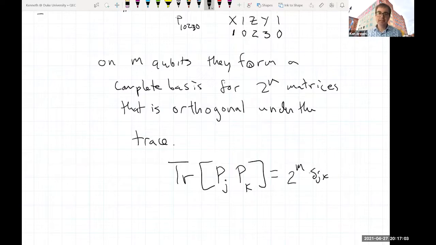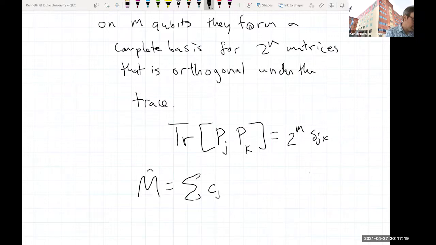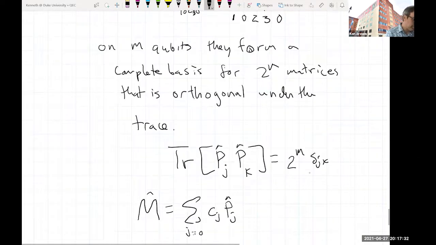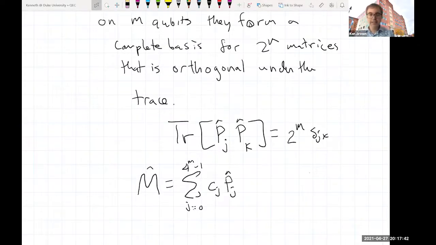So mathematically, having an orthogonal basis is super handy. I can take any matrix on 2 to the n states and write it as a complex sum of these Pauli operators, where j goes from 0 to, there's a lot of them, 4 to the n. I can use the trace condition above to easily determine what the coefficients are if you give me a matrix, and back and forth.